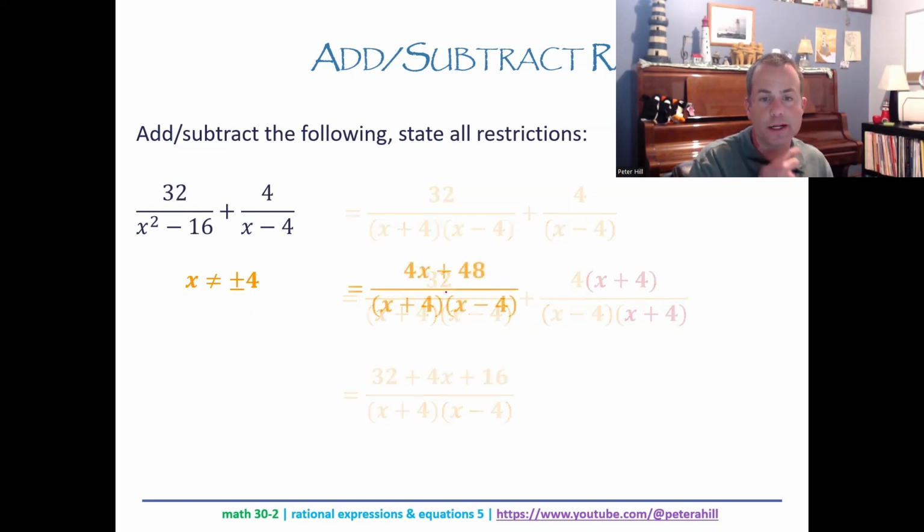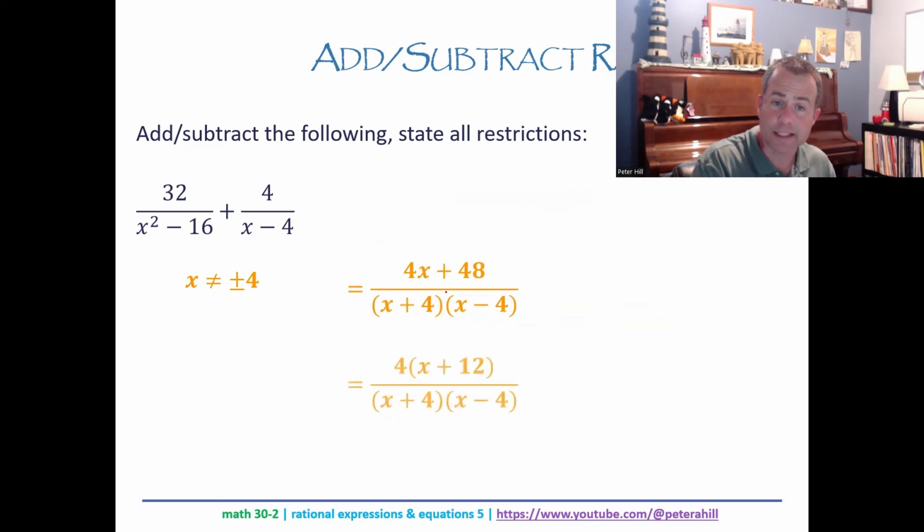So I'll end up with 4x plus 48. Okay, now I can factor that 4 out. That is factorable. I might as well leave things in a nice factored form here. So factor out the 4 and I'll be left with x plus 12 over x plus 4, x minus 4. Okay, we totally have this.